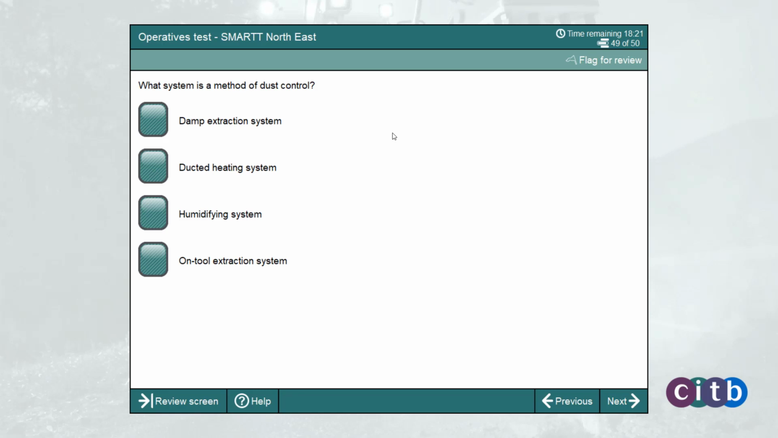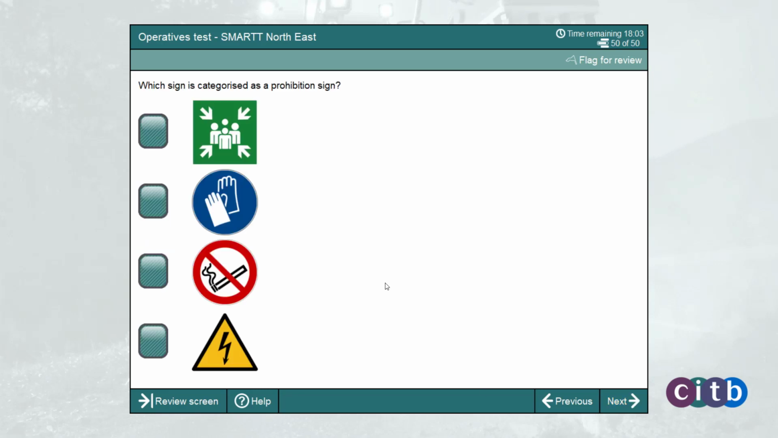What system is a method of dust control? Damp extraction system, ducted heating system, humidifying system, on-tool extraction system. Which sign is categorized as a prohibition sign?